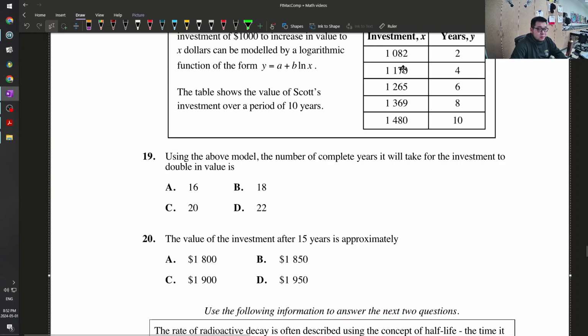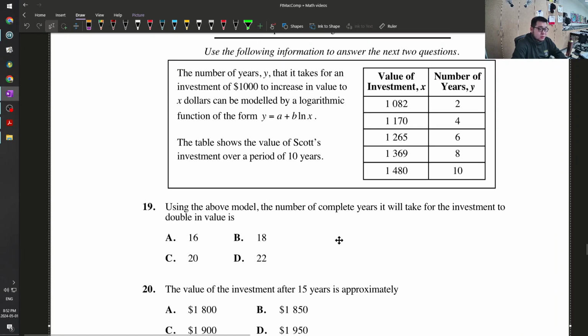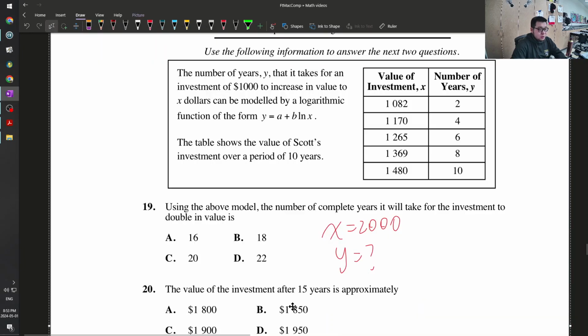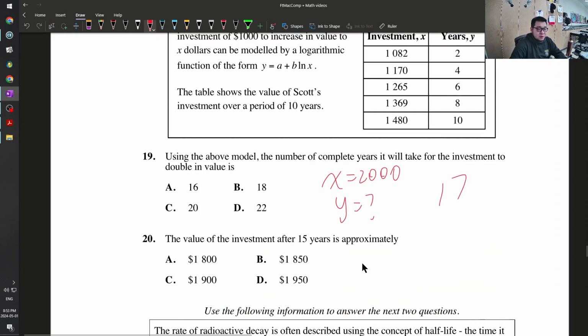Okay, so my input will be 1,000. Or sorry, double in value. So instead of 1,000, my x will be 2,000, and I'll find what my y is. So trace 2,000 is 17.68 years. 17.68 years. So you always have to round up, which is equal to 18 years. 19 is B.